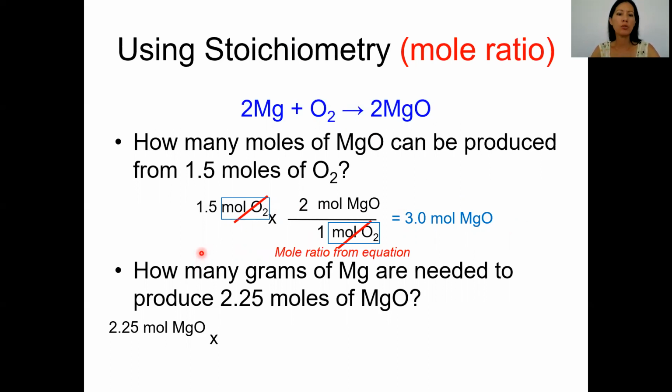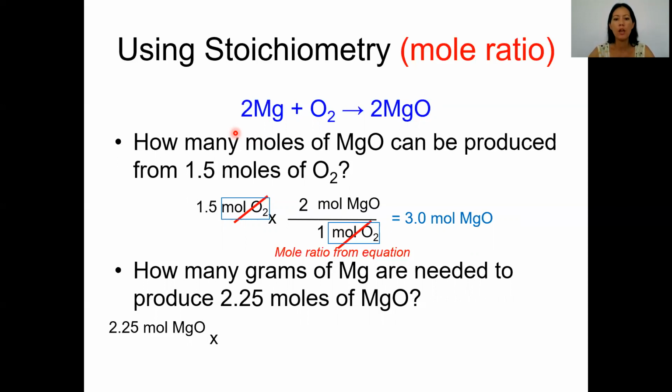I would pause and try this problem yourself. How many grams of magnesium are needed to produce a certain amount of product? So now I give you the amount of product, 2.25 moles of magnesium oxide, but I'm asking you how many grams of magnesium do I need? This is a very common thing you have to do in the lab.